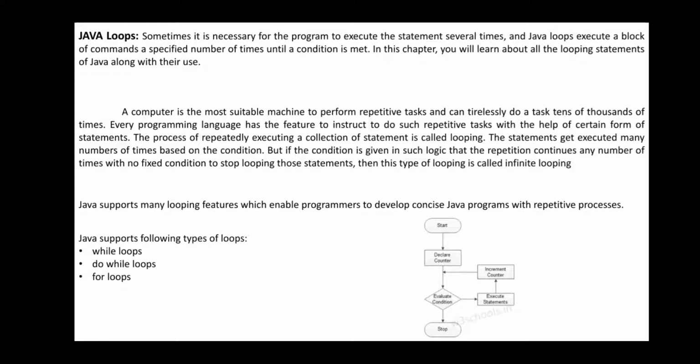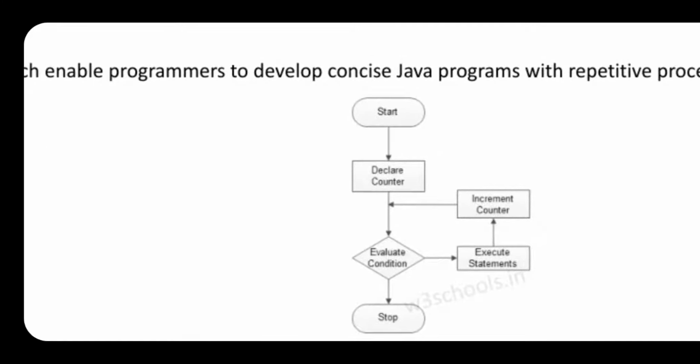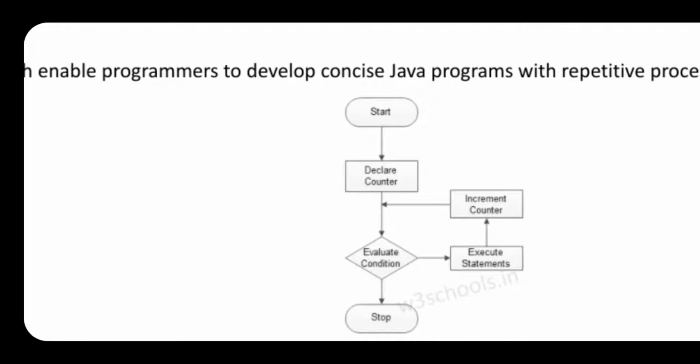Loops of Java. And Java loops have 3 different types: while loops, do while loops, and for loops. A simple flow chart has been given here showing how the Java looping control statements execute with a set of given values. Declare counter. Counter means the startup area or starting point of a program or a value, and it will check for a condition. If the condition is true, it goes on to execute the statements, and after that you are going to increment the counter by 1.